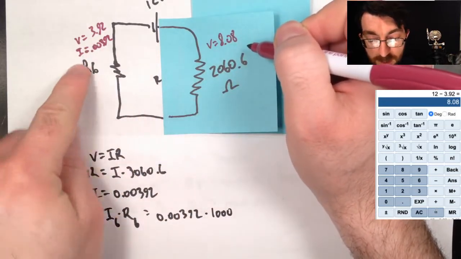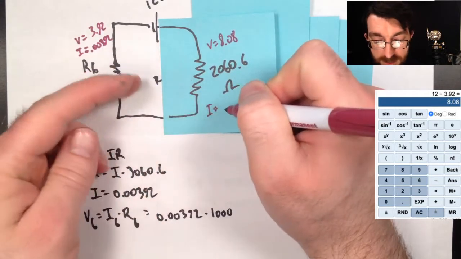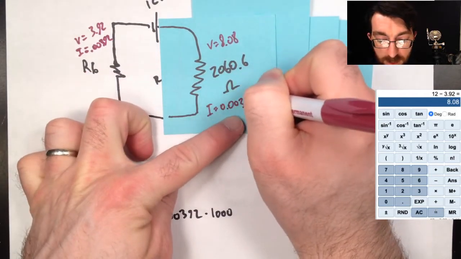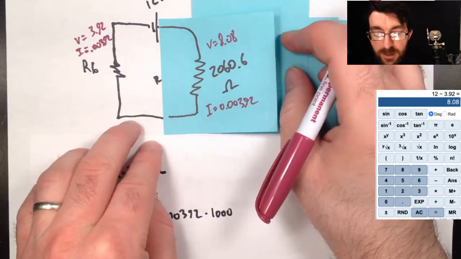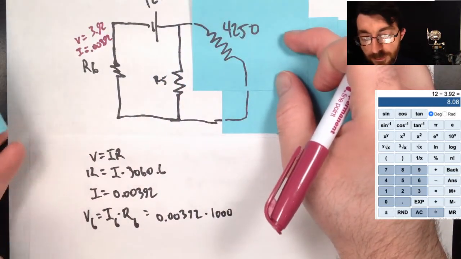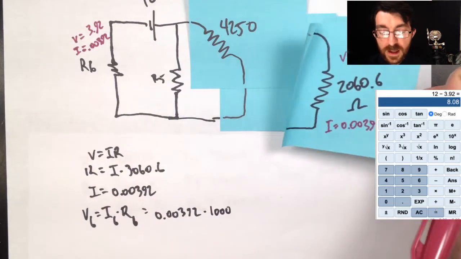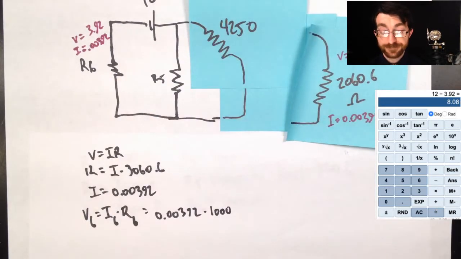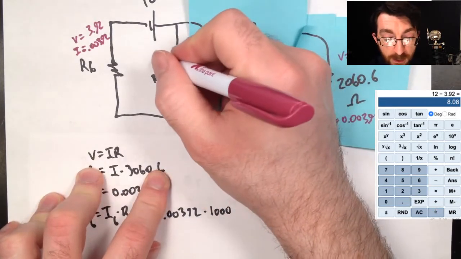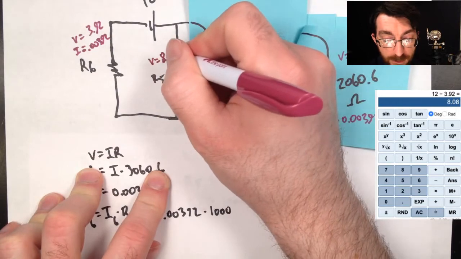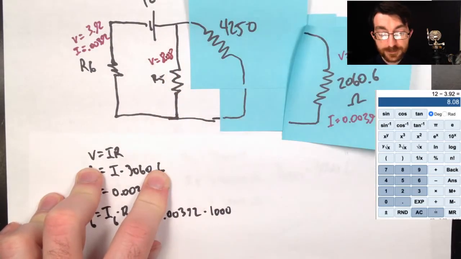By the way, it's the same current as that, so let me write that in. The current is 0.00392. But wait, that resistor's not really there. It's actually those two. So, what stays the same and what's different? Well, one thing that's the same is they have the same voltage. They must have the same voltage across them because they are in parallel. What will be different is the current. So I can go ahead and write in here that the voltage is equal to 8.08.